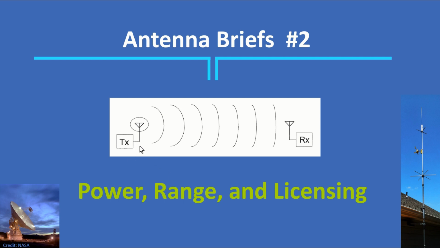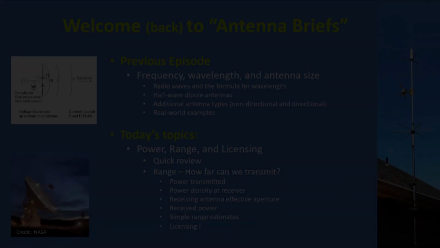And in our little graphic here, we have a transmitter on the left labeled TX and its associated antenna. And then on the far right, we have a receiver. And we're going to use this graphic and a few simple concepts to get a handle on this topic of range. But there are restrictions on the types of antennas and how high you can put them and other things that specifically limit range so we don't interfere with other people. And that's the topic of licensing.